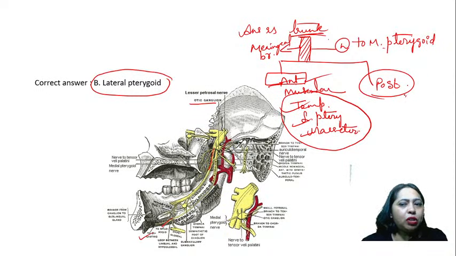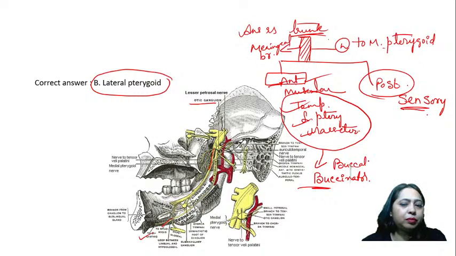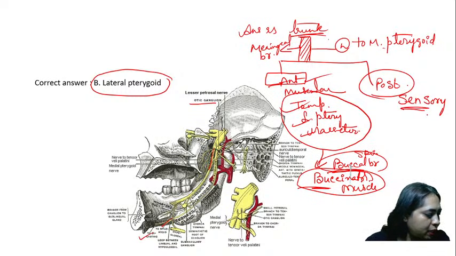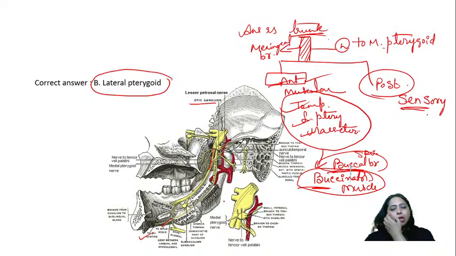And the posterior division is all sensory, which I already mentioned. So we are not talking about this. It also has one sensory branch, that is the buccal to buccinator. Okay, that is a buccal branch to the skin of the area around the buccinator muscle. All right, so that is the answer.